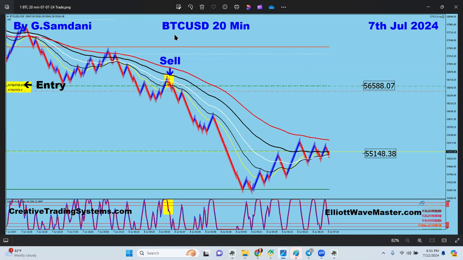First trade is Bitcoin on the 7th. Right here on the left, you can see the entry and the SL move to break even plus. You can see it with the yellow mark, and this is the entry.